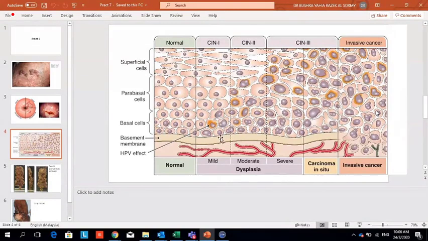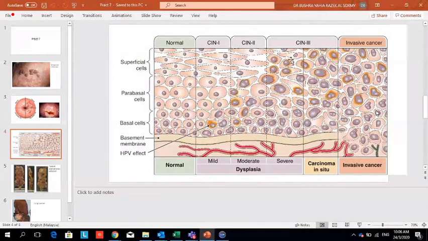1/3, 1/3, 1/3. We can see the malignant change started in 1/3 of the epithelium. We call this mild, or CIN1. CIN2, we said 2/3 of the epithelium. See, still the outer layer is not involved.